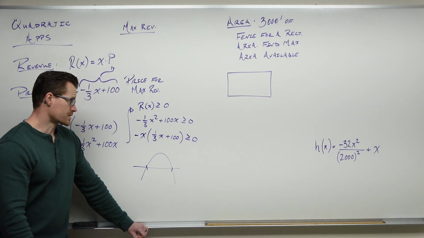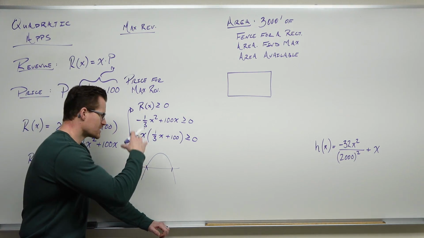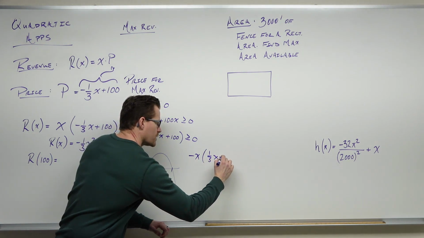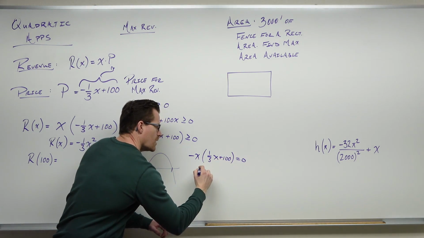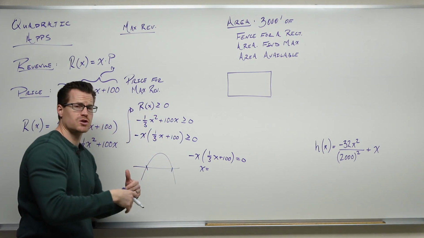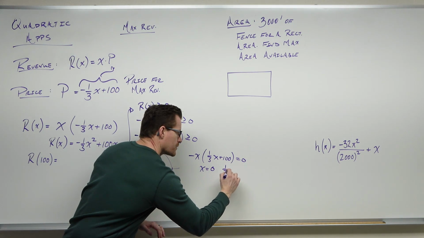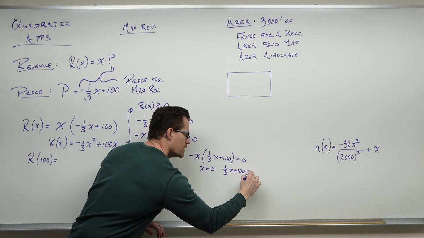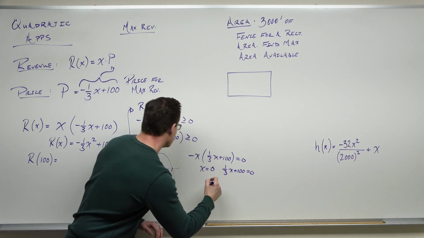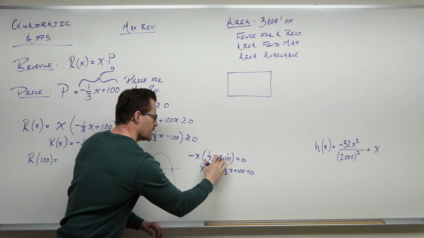If I take a look at this, the zero product property says that if I just think of this as negative x times 1/3 x plus 100 equal to 0, I know the x-intercepts, where this parabola would actually cross the x-axis. I want to find that and determine where I'm above or below it. x would equal 0, and 1/3 x plus 100 would equal 0. If I subtract 100, oops, got to fix that. That would be bad.